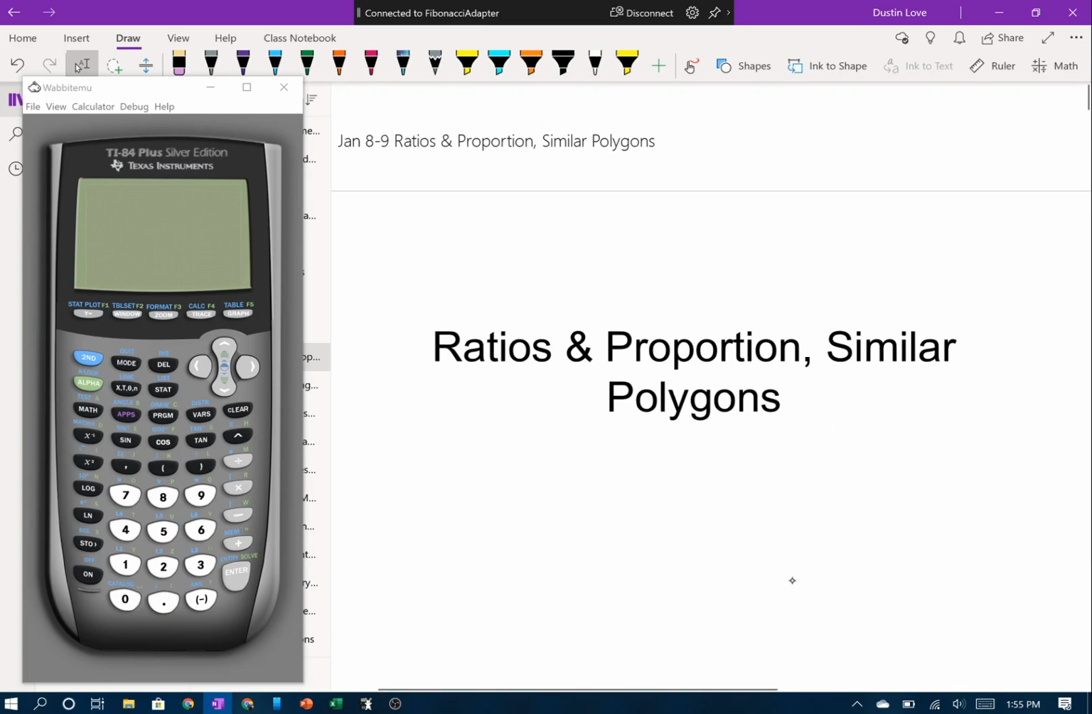So, today we are talking about ratios, proportions, and similar polygons. This lesson is going to feel like it's got two very different sections, and it does. Ratios and proportions are first, and then we use proportions in similar polygons. First thing we're going to talk about is what is a ratio. Do we remember that from our middle school classes?